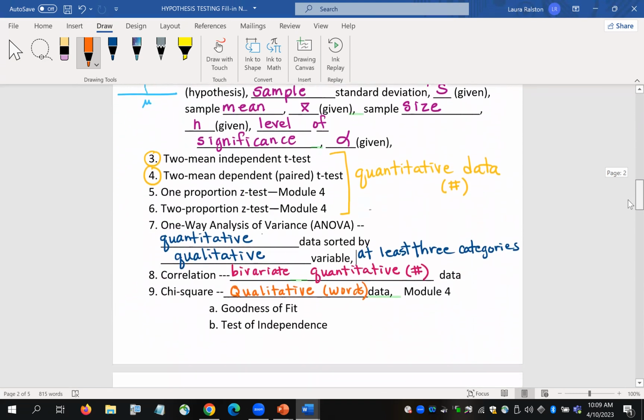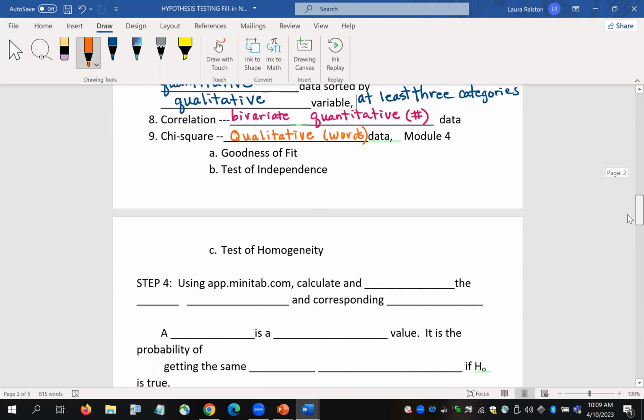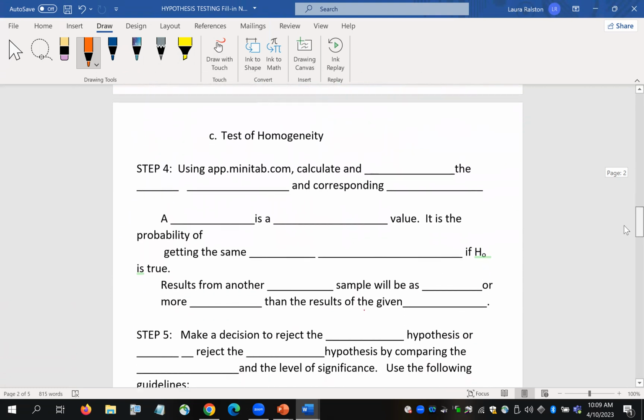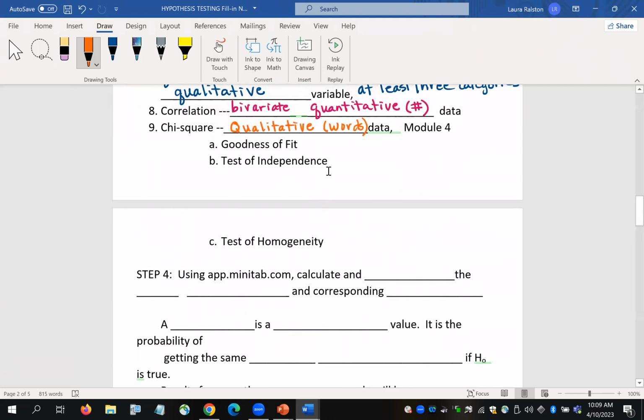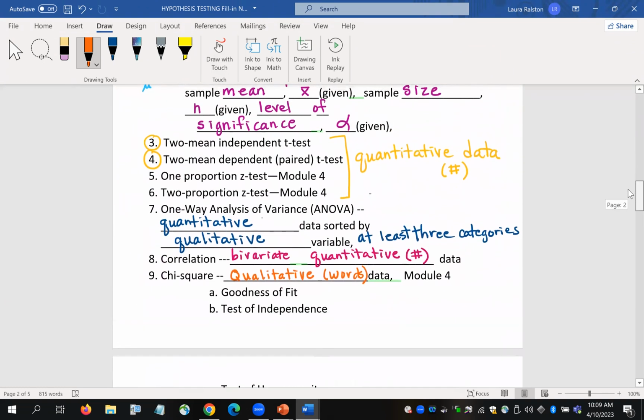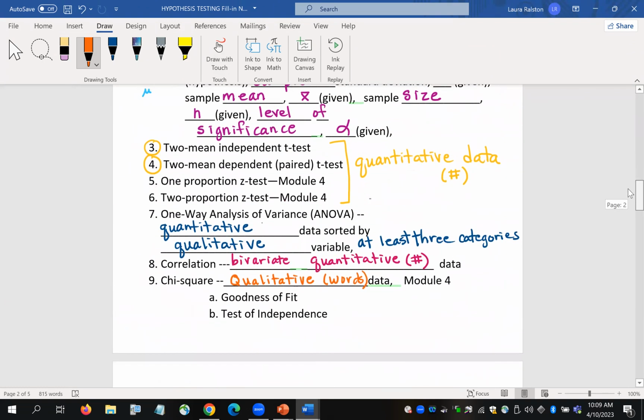Okay, before I move on, let me get to the next step, and then we're going to talk about the level of significance. So we have to figure out which test we need to do. And again, the test that you're going to do depends upon what information you have and how much information you have.